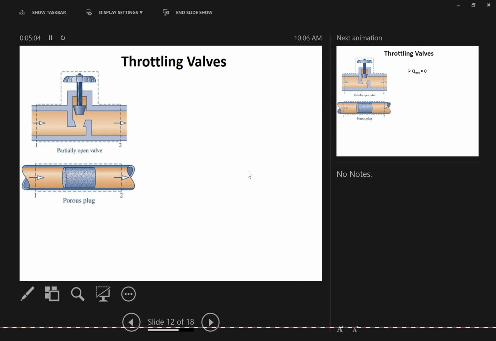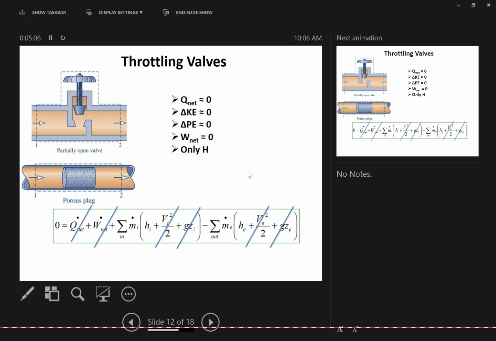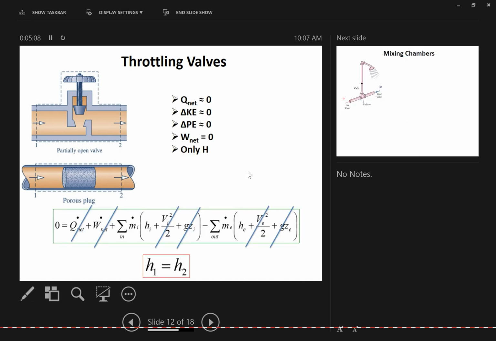Okay, so throttling valves. Just get right to here. Throttling valves are just some sort of valve, and we do a control volume before and after. Okay? It could be this kind of valve, or it could be like a plug with holes in it. That's what the porous kind of plug is. All right? You see a lot of these, right? You want to close the valve, open it.